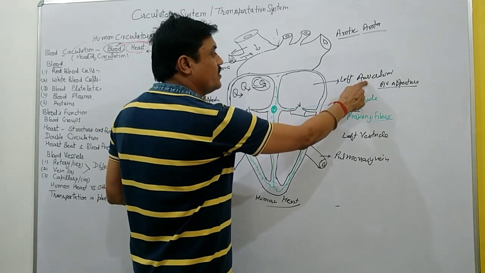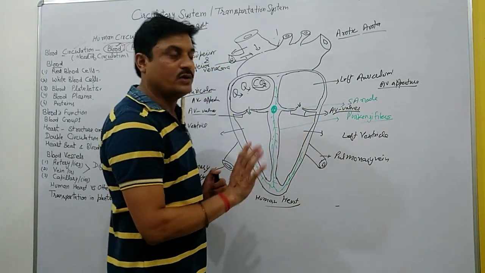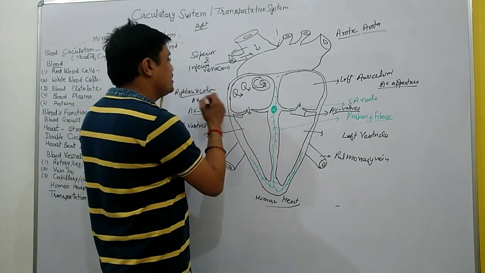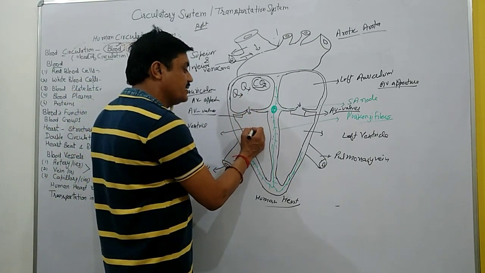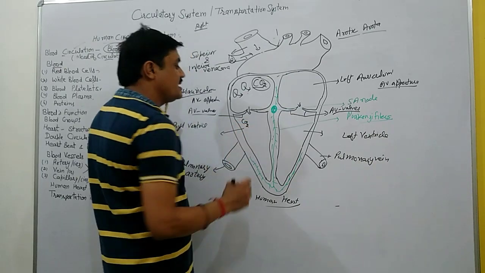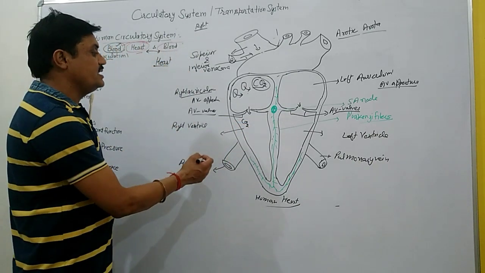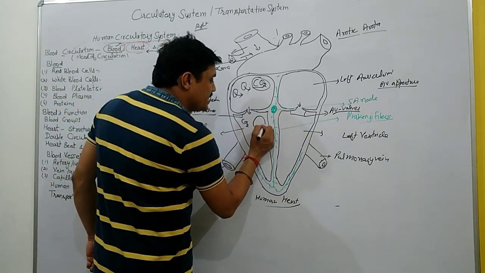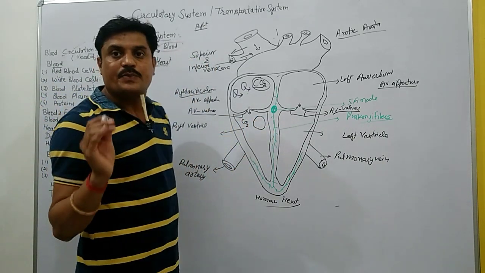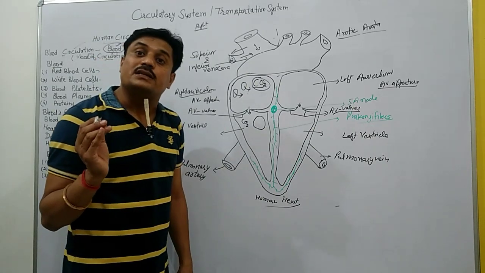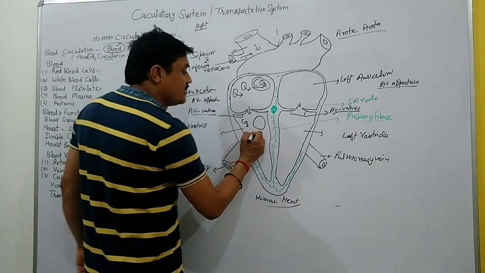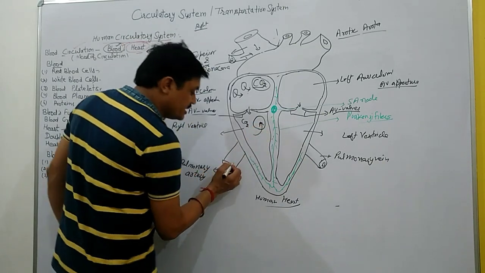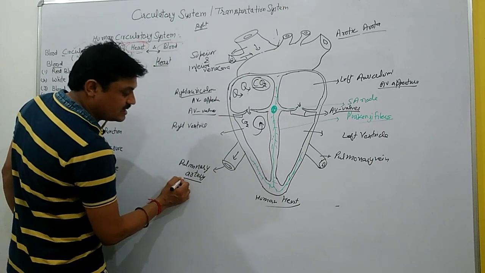Similarly, the blood from the left auricle reaches the left ventricle only. So the carbon dioxide containing blood, when the right auricle contracts, reaches the ventricle. When this carbon dioxide containing blood reaches the right ventricle, by contraction a pressure develops. With this pressure, this carbon dioxide containing blood is sent through this aperture into the pulmonary artery.